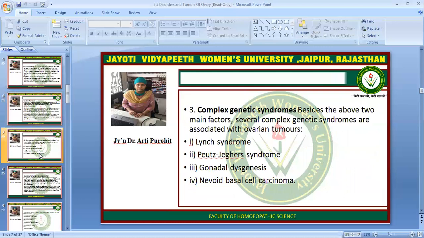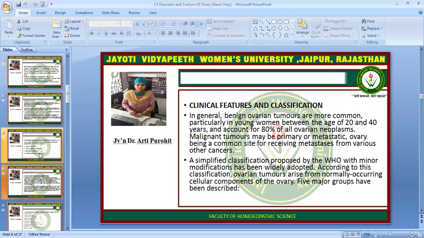Third, complex genetic syndromes, besides the above two main factors. Complex genetic syndromes associated with ovarian tumor are Lynch syndrome, Peutz-Jeghers syndrome, gonadal dysgenesis, and nevoid basal cell carcinoma. What are the clinical features and classification of the ovarian tumor?